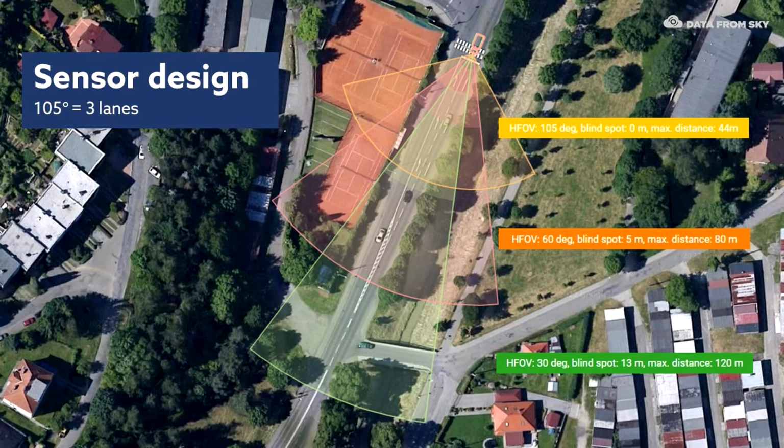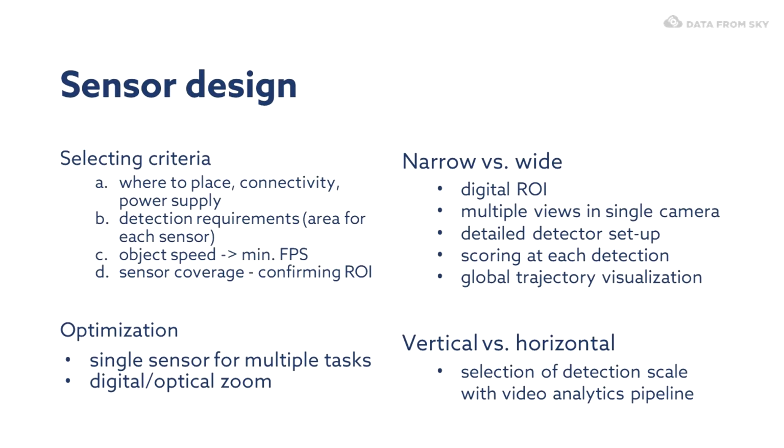Just to be sure that you correctly counted the blind spot. For 60 degrees, it's approximately 5 meters. That means you need to be at least 5 meters far away from the stop line. You can check other limitations on the next slide.